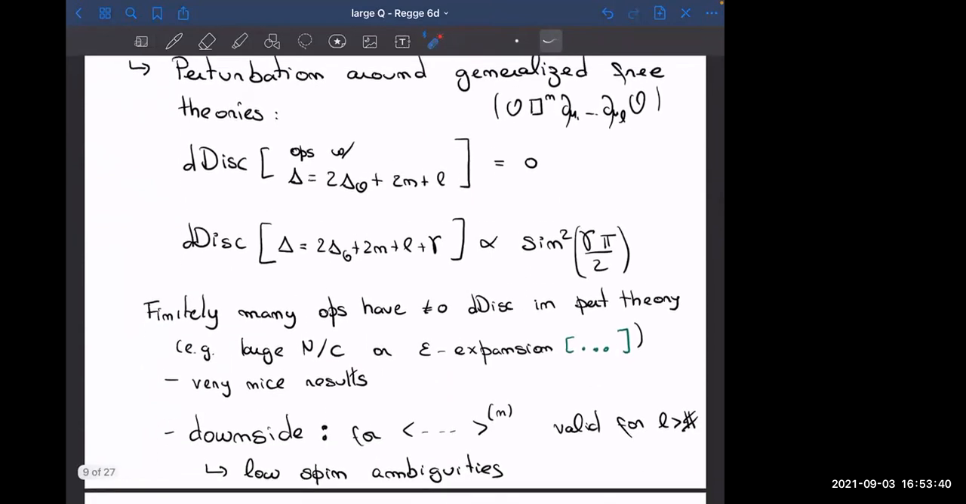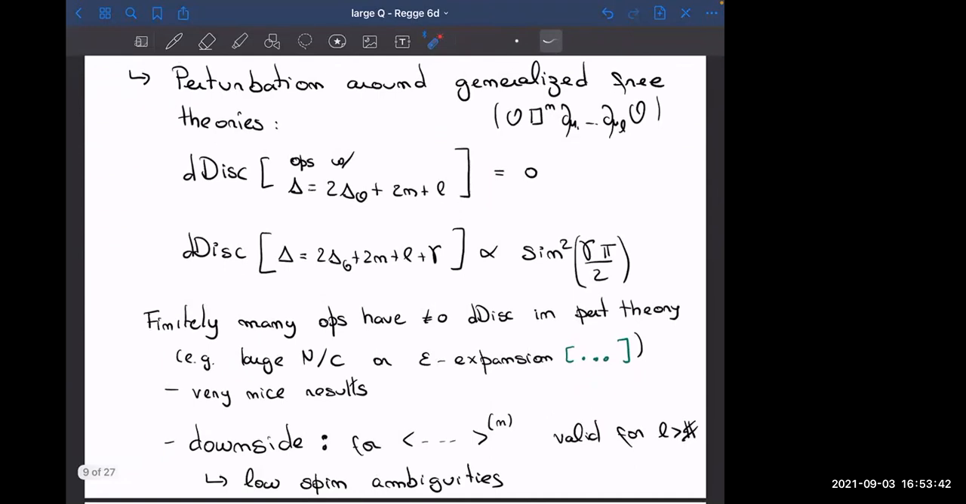The only downside is that if you're now doing this inversion game order by order in some perturbative parameter, the inversion formula actually works for fewer spins, and it has to do with the fact that the nth order correlator behaves worse in this limit where the arcs were dropped. And so you cannot drop the arcs for all spins down to spin 1, only down to some number that grows as you increase the order. So you start getting more and more low spin ambiguities.